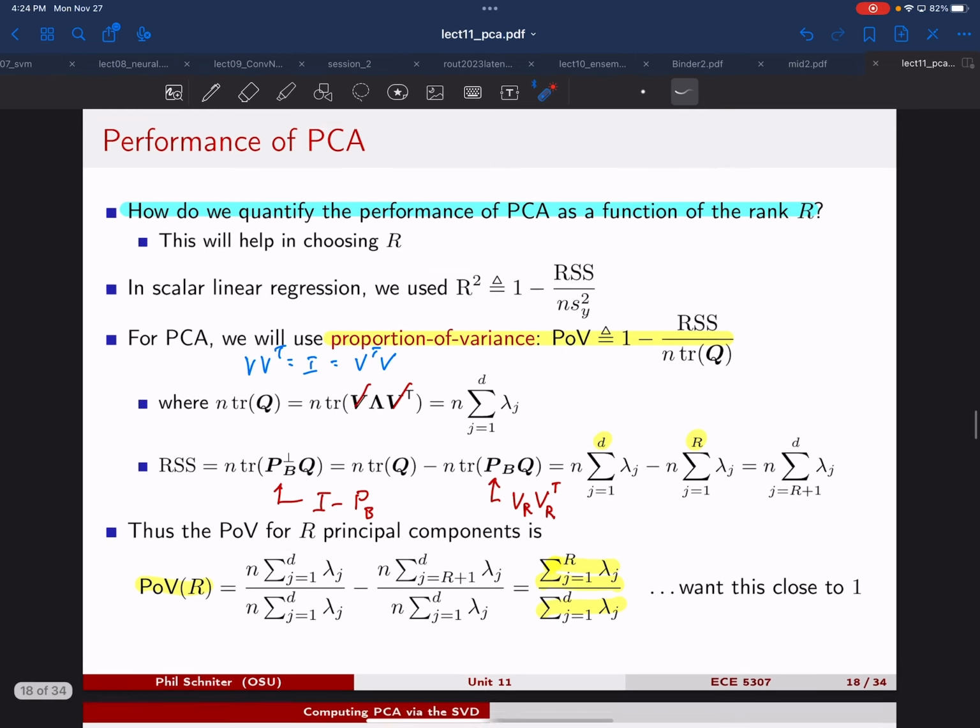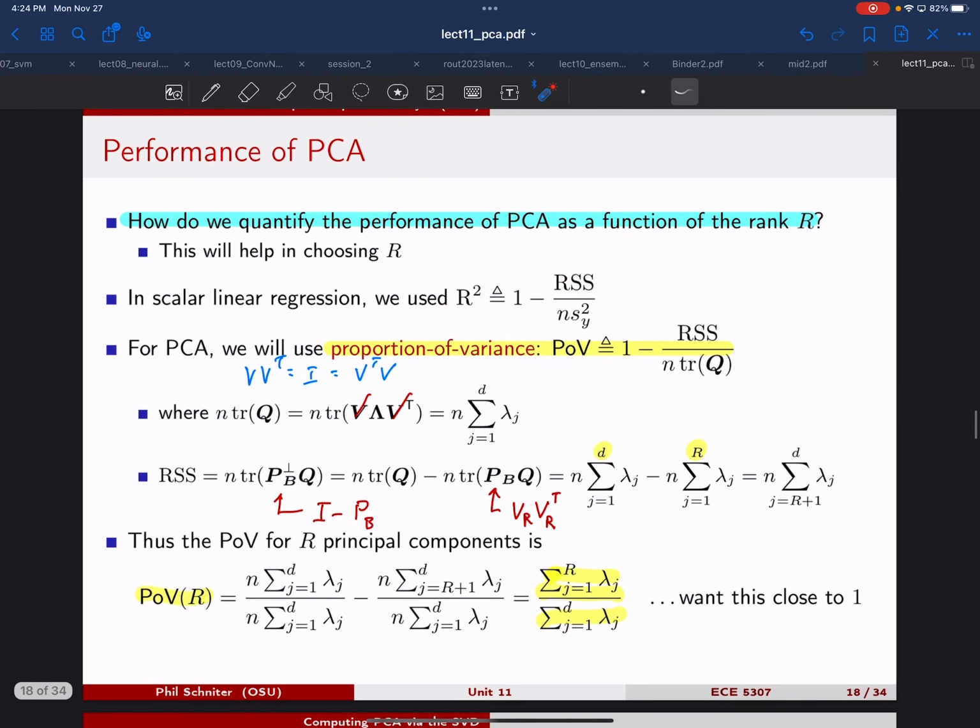Okay, so we'll see an example of this coming up with the Labeled Faces in the Wild data set, where we'll try different R's and see how this POV gets close to 1. That's basically how we can quantify the performance of PCA and help us choose this rank R. We can look at this curve and see where there's a knee in the curve. That would be a good place to choose R. Okay, so any questions on this page?